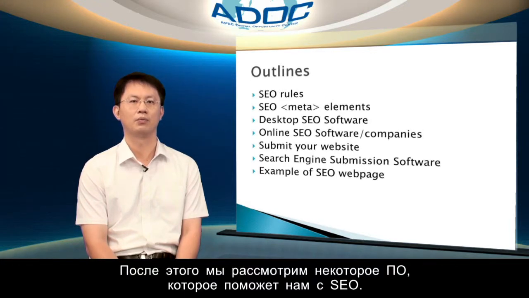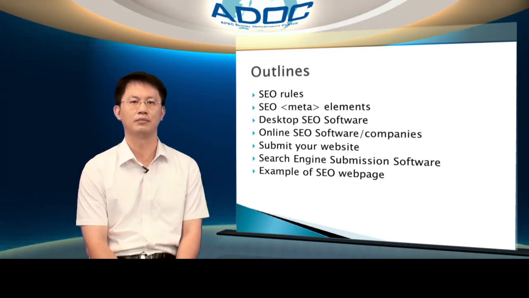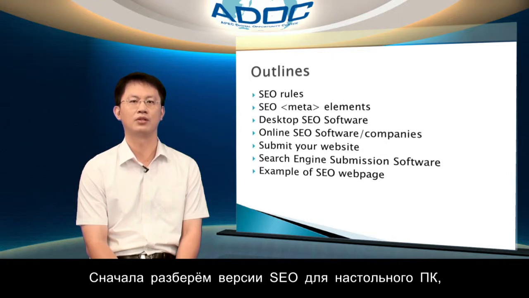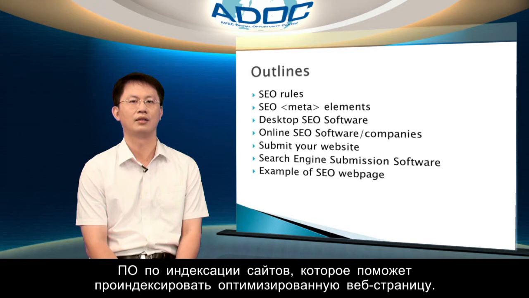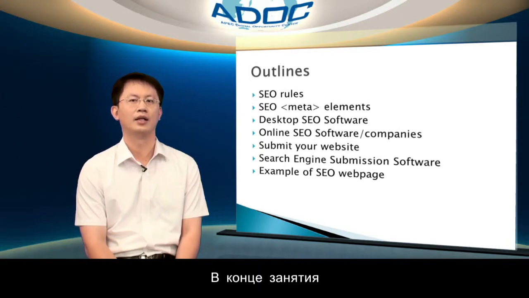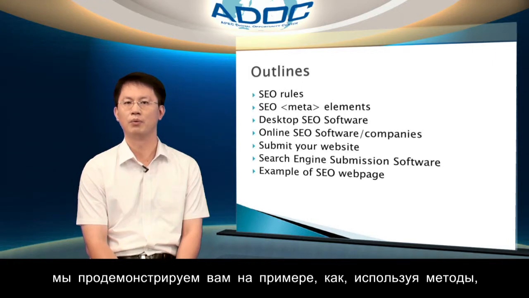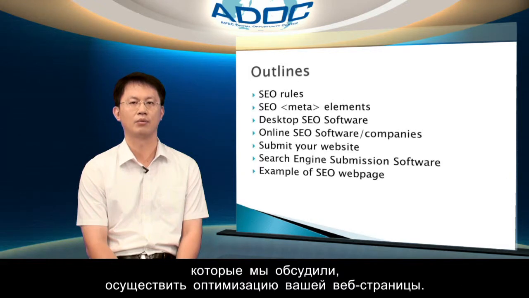After that, we will look at some software that can help us to do SEO. We will first check out desktop SEO, then the online SEO software. Finally, the submission software that helps us to submit our SEO web page. At the end of the sections, we will show you an example using the techniques we have talked about to do SEO to our web pages.